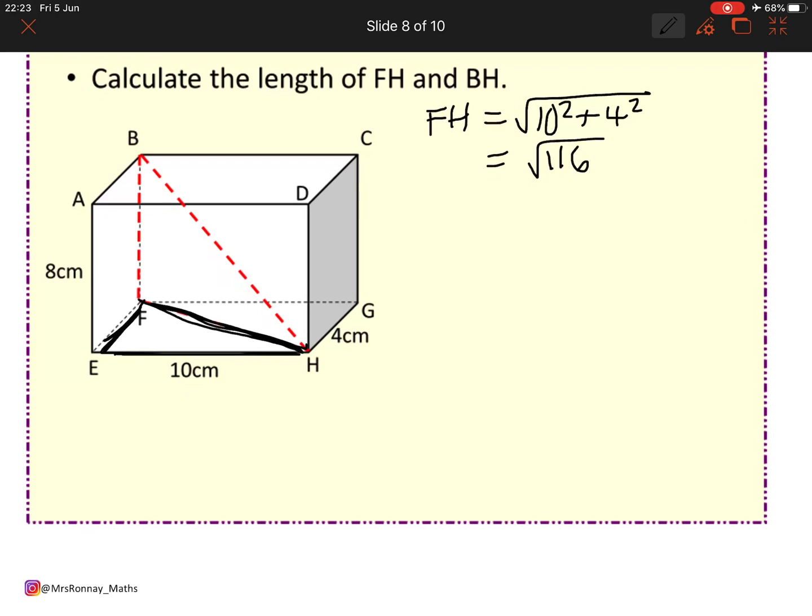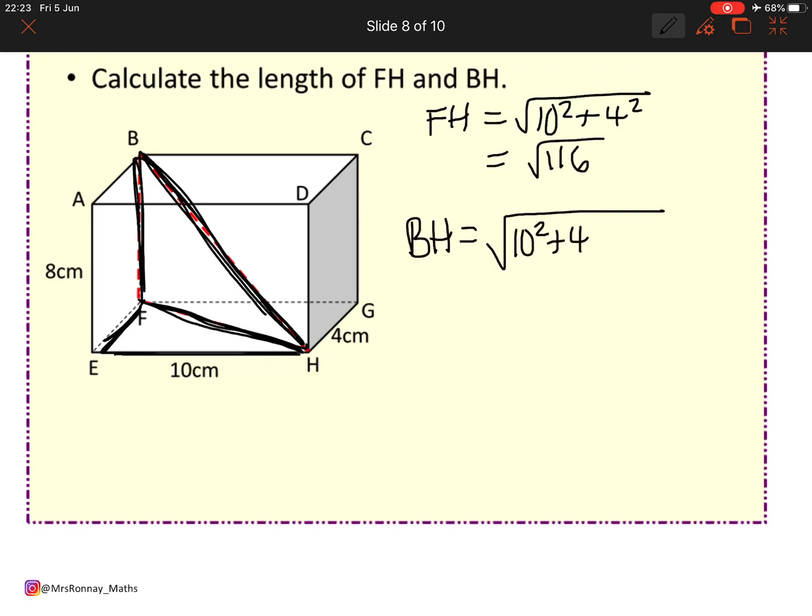So therefore, to work out what BH is, which is this one here, we need to know that one as well. And there's our triangle. So BH, I'm going to just do it my quick method as usual because I just think it's neater. So it's the square root of all of them squared and added together. So 10 squared plus 4 squared plus 8 squared. Okay, so 10 squared plus 4 squared plus 8 squared is 180. Find the square root of that.